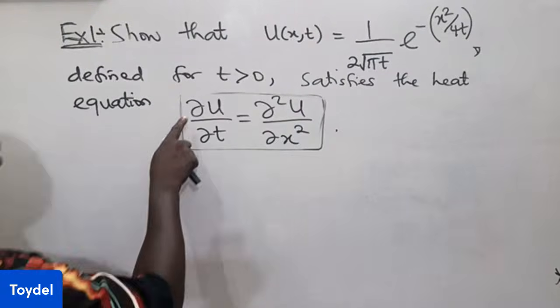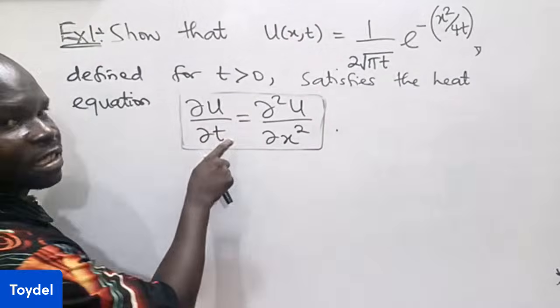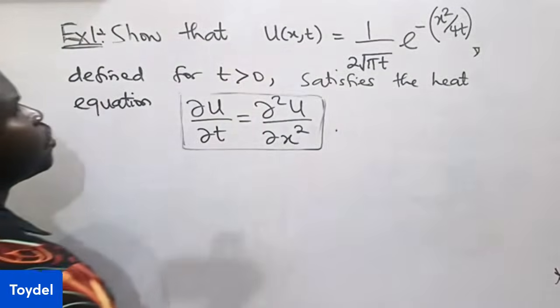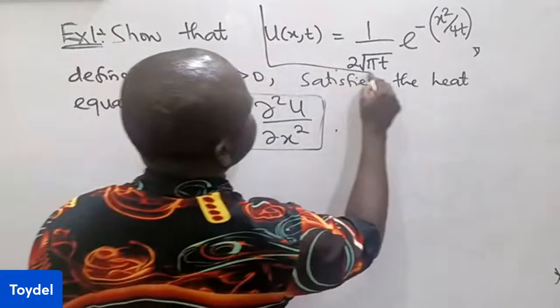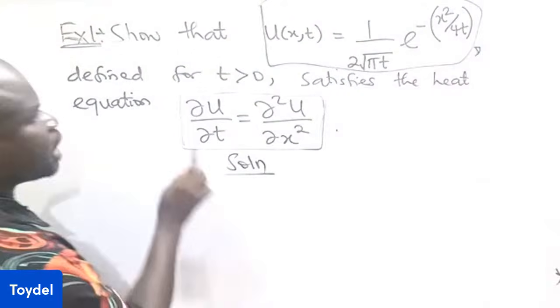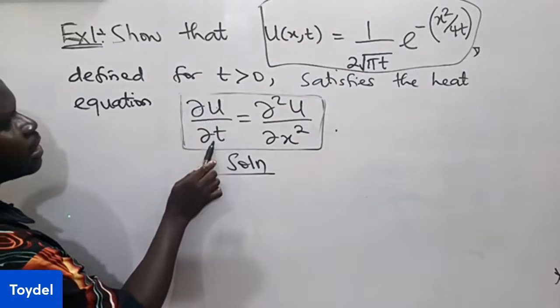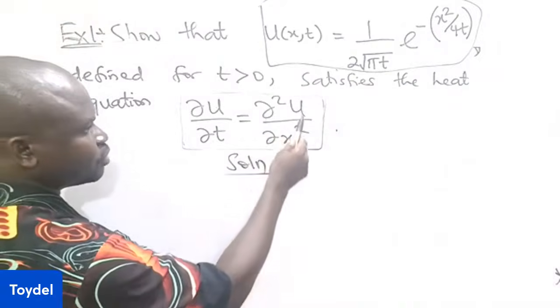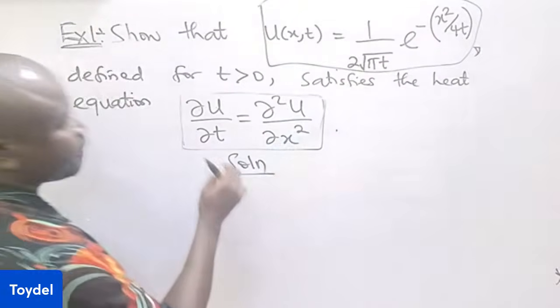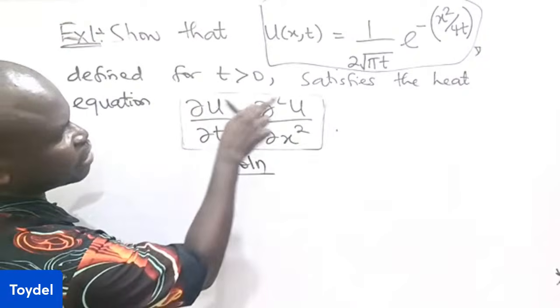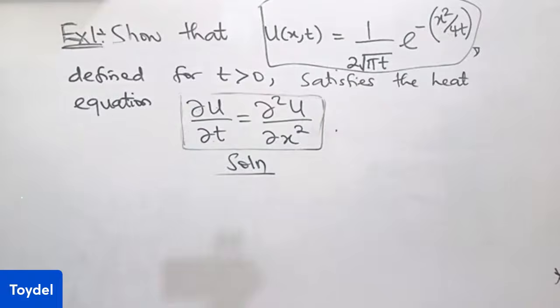This is the equation: di u all over di t is equal to di square u all over di x squared. U is defined as what we have on the board. So what we are asked to do is to find di u di t, then find di u di x, then find the second derivative, di square u di x squared. If at the end we are able to show that di u di t is the same thing as di square u all over di x squared, then we have satisfied what we are asked.